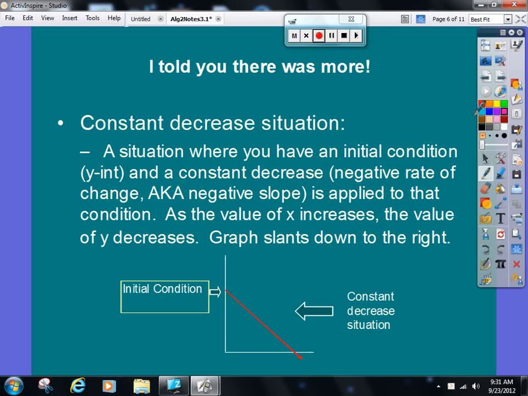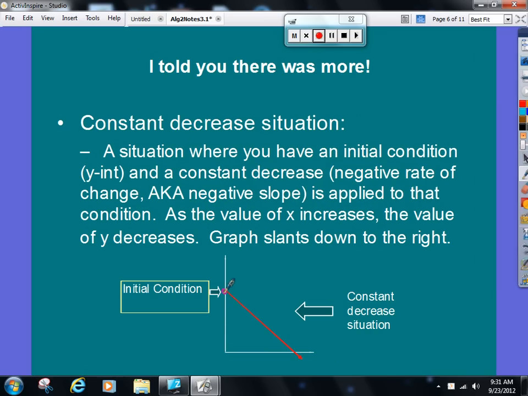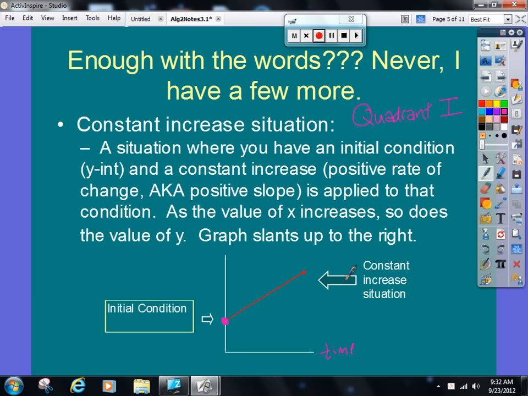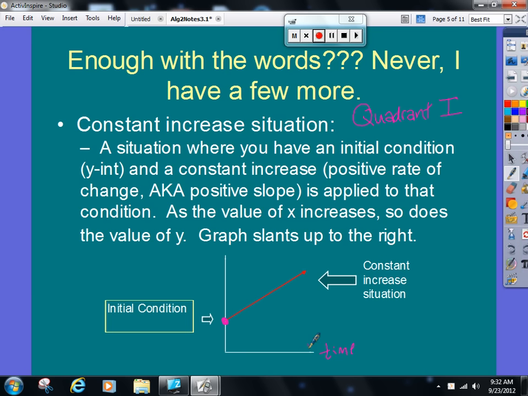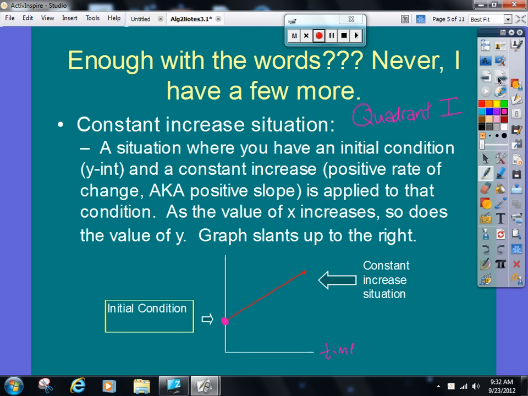So I know that now you're ready to guess. Constant decrease. Still has the initial condition, very significant. That's your y-intercept, your b value. But this time the situation is decreasing. It has a negative slope. Now you notice here that you have an x-intercept. In the previous situation you didn't. Okay, and that will come into play later. So it's just something to take notice of.